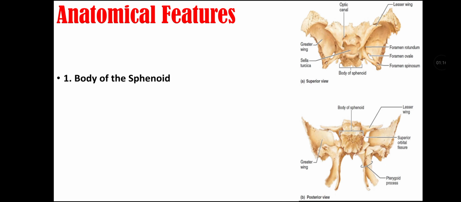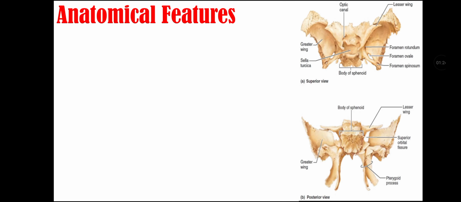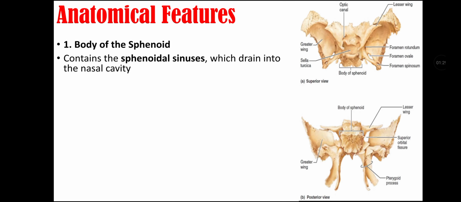Anatomical features. It has body of sphenoid, greater wing, lesser wing, and pterygoid processes. Now let's talk about these one by one. First we have is body of sphenoid that contains sphenoidal air cells. As you can see here in diagram, the body of sphenoid is visible.